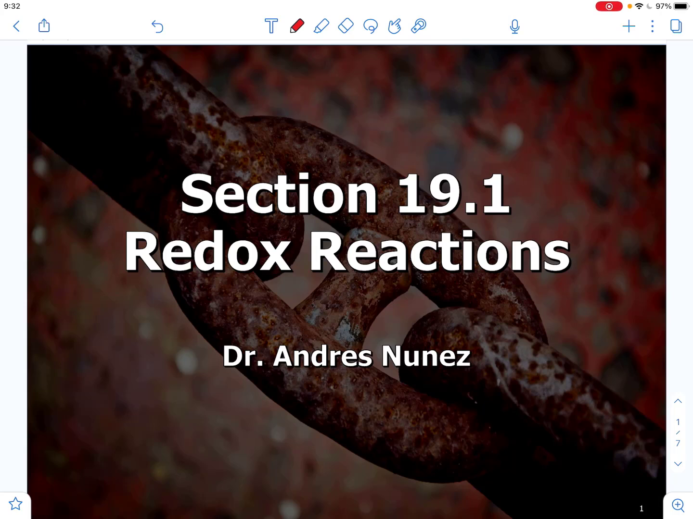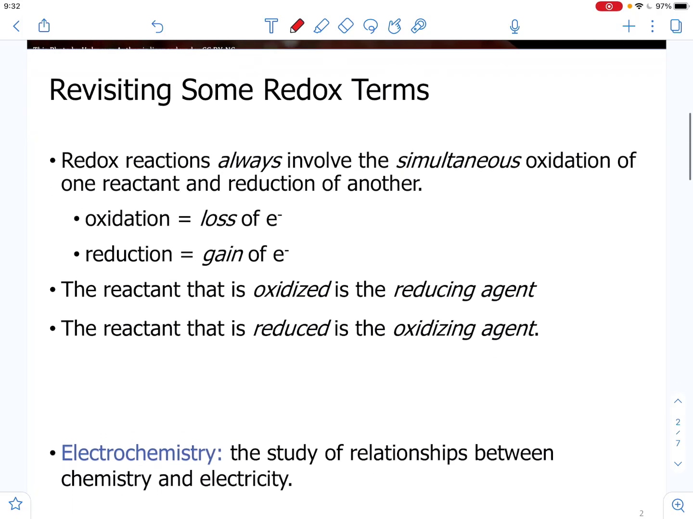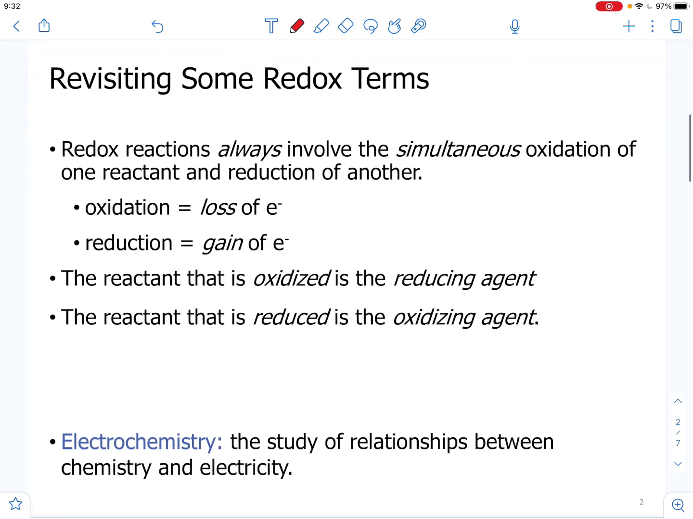This is section 19.1, which is about redox reactions, and pretty much this is just a refresher of what you have seen before in 105 or 109. So if you remember, redox reactions are basically reduction and oxidation reactions that happen simultaneously for an overall chemical reaction. Okay, so they happen simultaneously. So there is always an oxidation reaction and a reduction reaction.